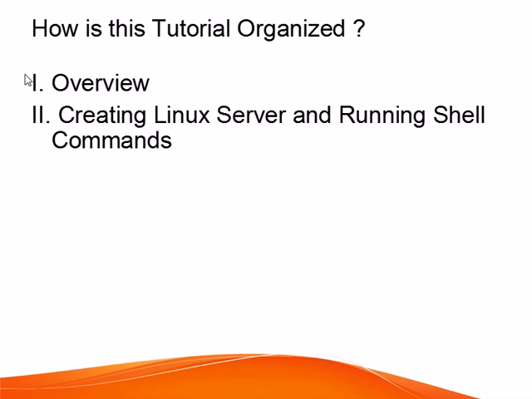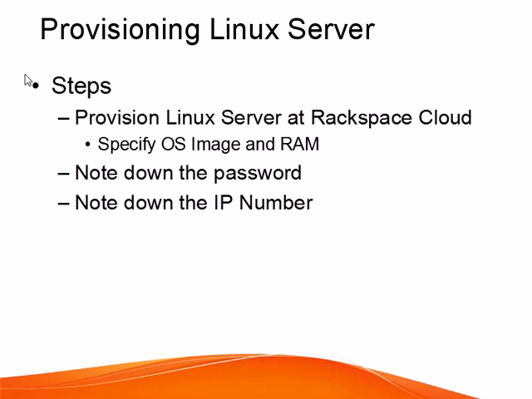In section 2, we said we are going to create a Linux server and run shell commands. So let's look at the agenda there. First we are going to provision a Linux server at Rackspace Cloud. The steps are: we are going to specify the OS image and the RAM requirement, and finally we are going to note down the password and IP number, because these two things are required to log into our server in the future. So, time for the action now. Let's go to Rackspace Cloud.